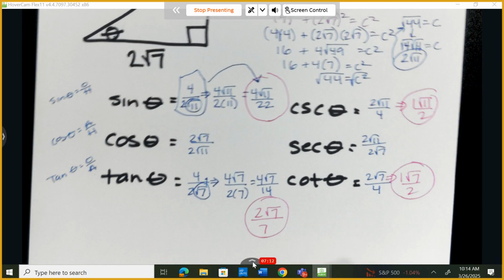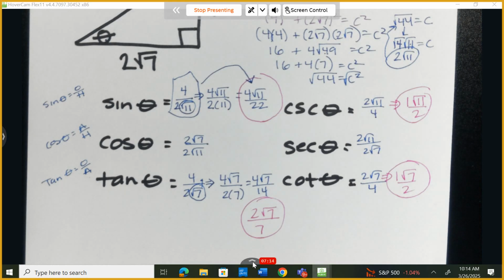Okay, turn to people within your group. I want you to look at cosine. Don't do it. Just talk with your partner. What do you think we could do to rewrite the cosine in a proper form? I'm going to give you 10 seconds to talk. Ready? Begin.